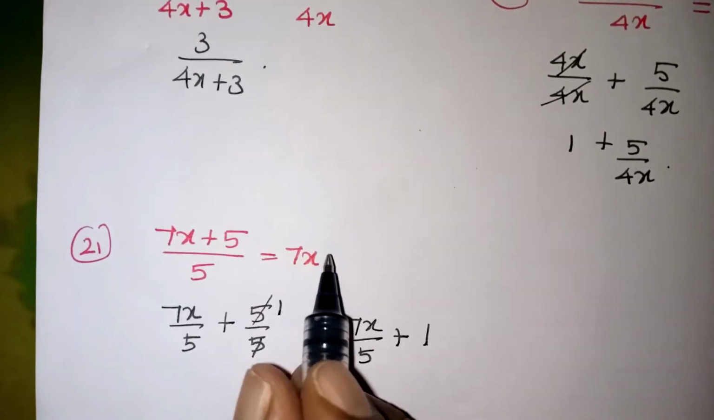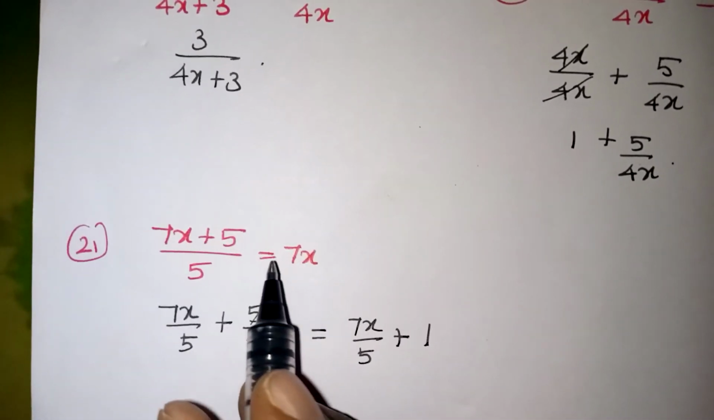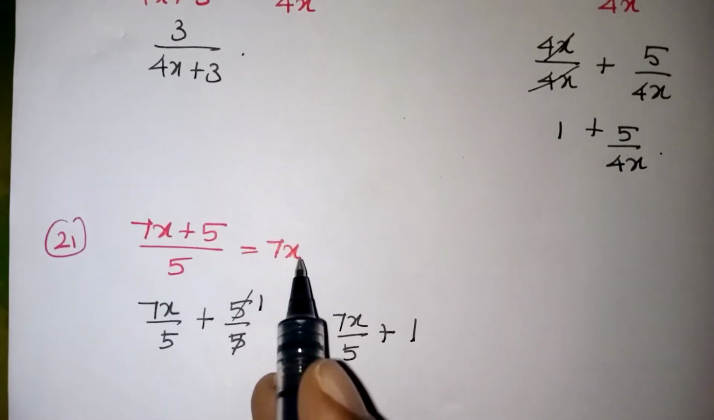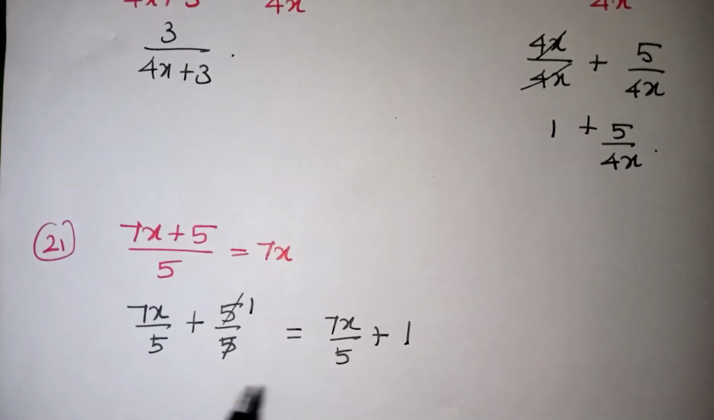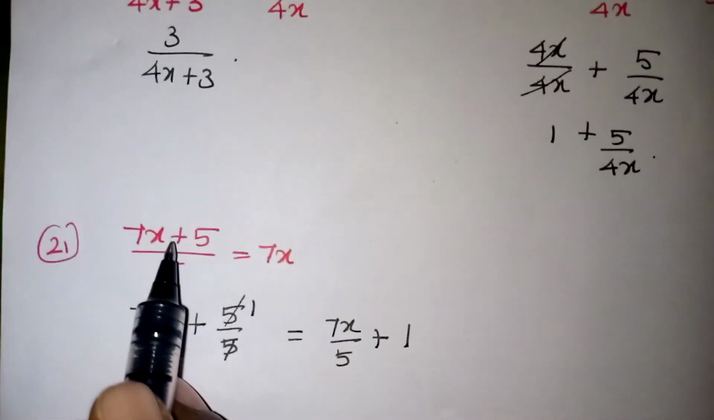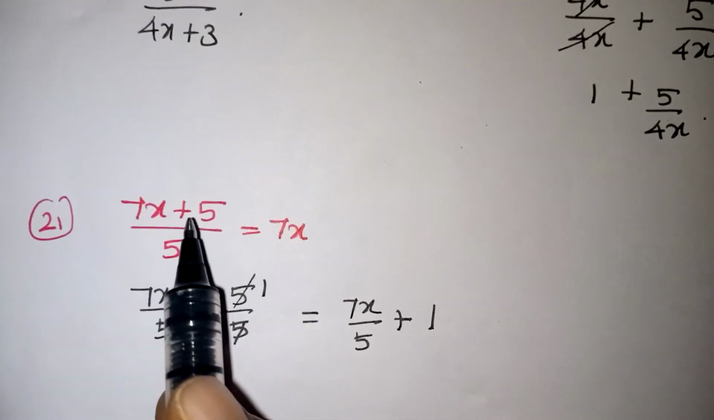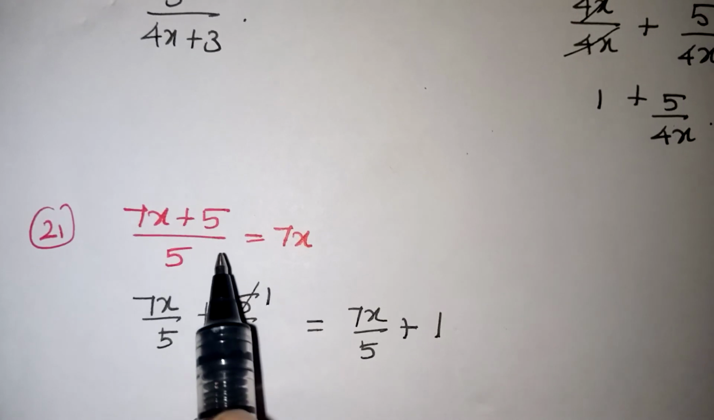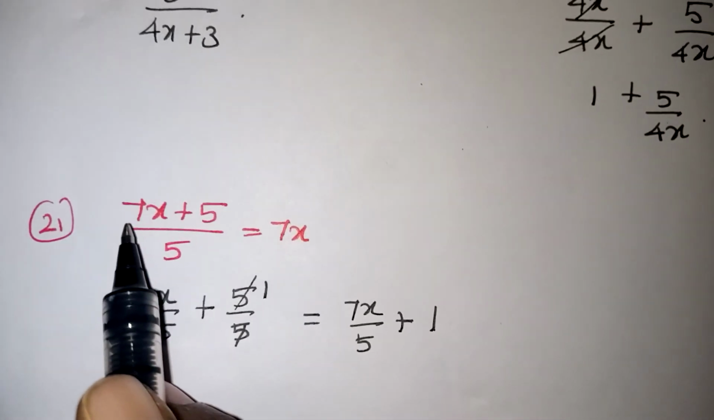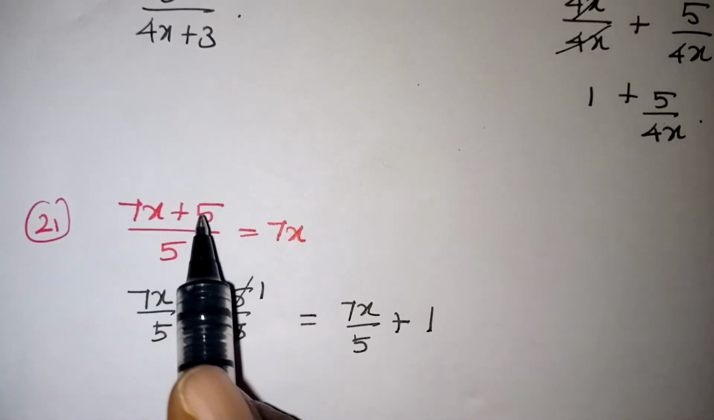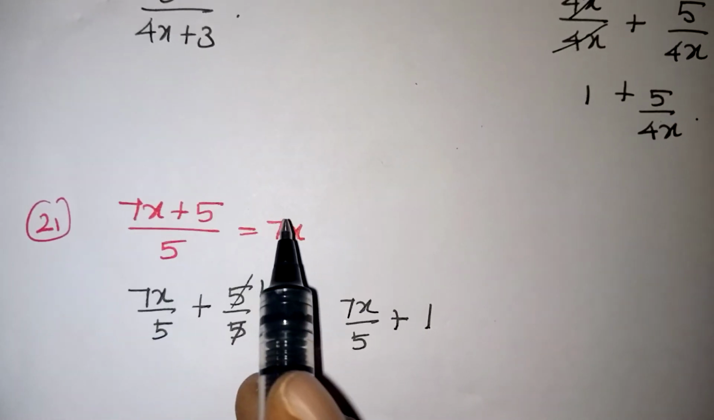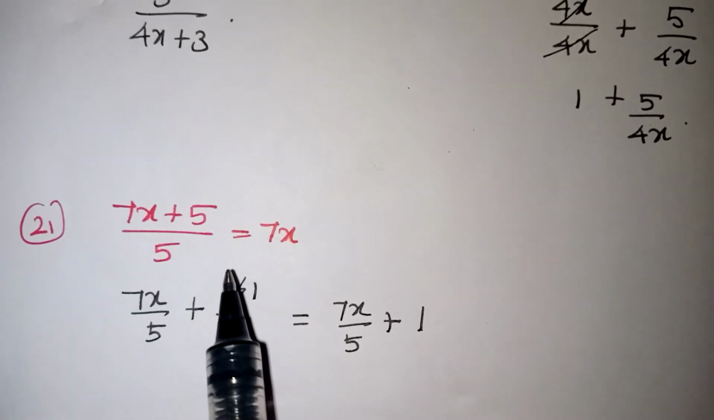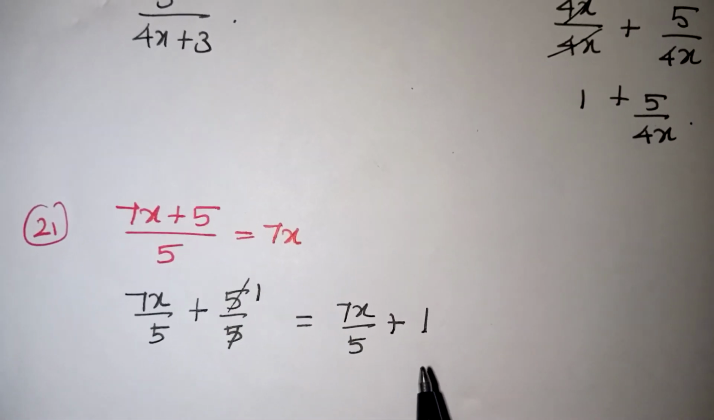But here something is missing. According to the statement, they have cancelled the 5 and written only the 7x. That is not possible at all. When you have an addition sign or a subtraction sign, the cancellation is not possible. After taking the common term, we can cancel, but without taking any common terms, we cannot cancel. The statement is wrong. The actual answer, 7x by 5 plus 1, is your correct answer.